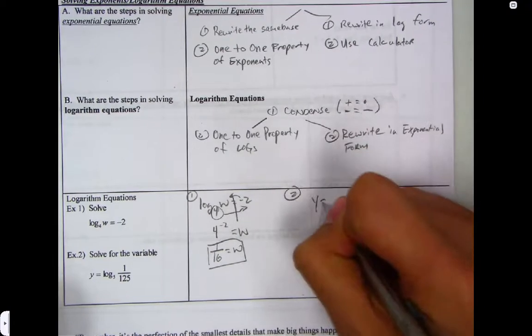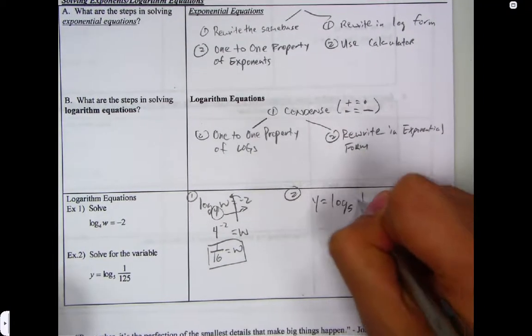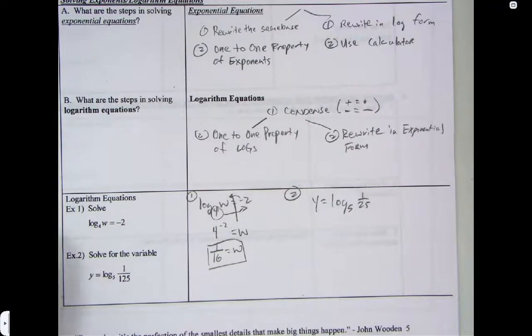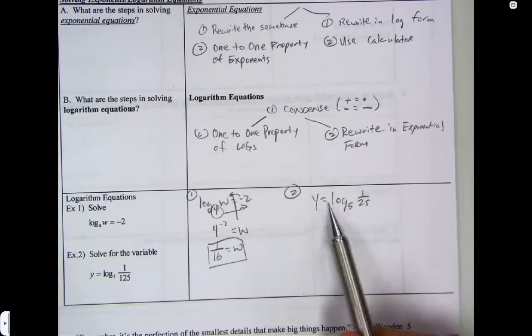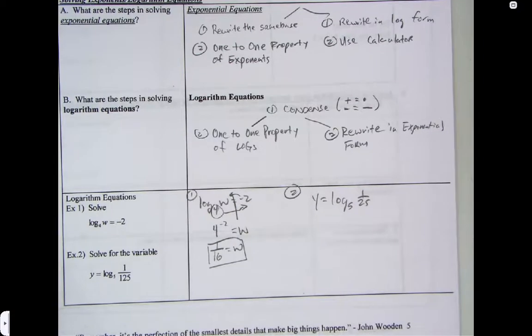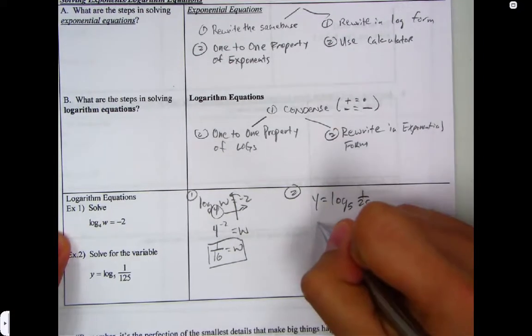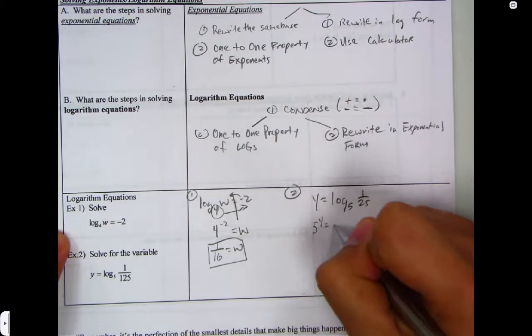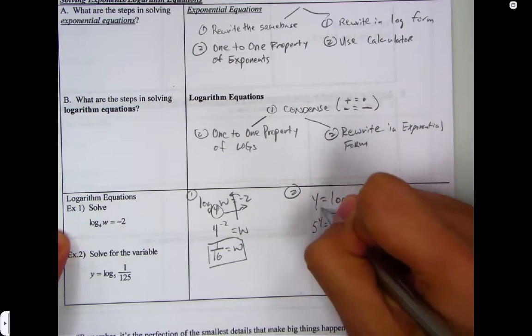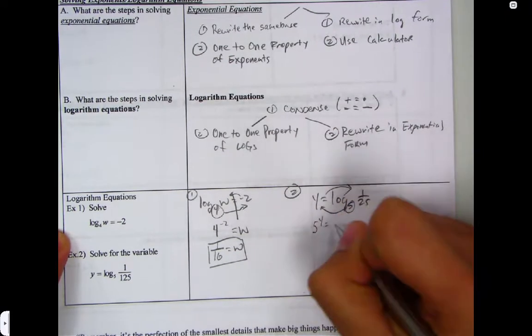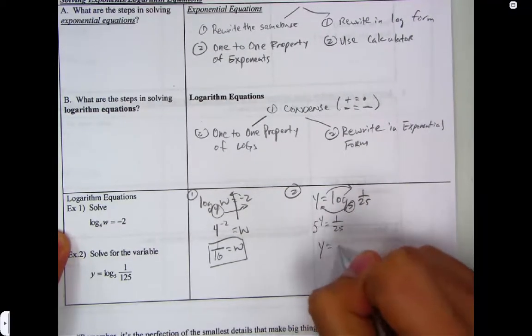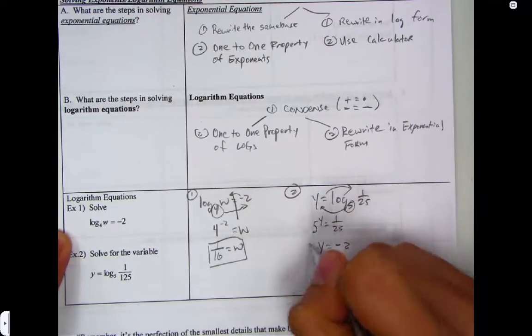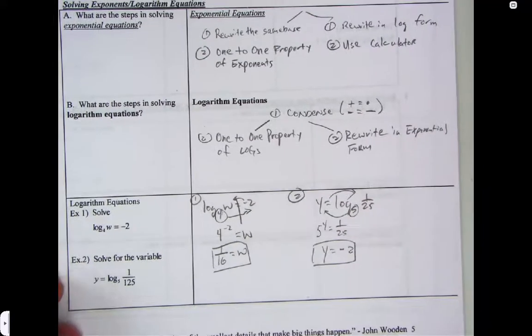Example 2, y equals log base 5 of 1 over 25. It's in log form. There's no logs on both sides, so it's not a one-to-one property. So we're going to rewrite it in exponential. So 5 to the y equals 1 over 25. 5 to the what gives you 1 over 25? Negative 2. All right, next page.